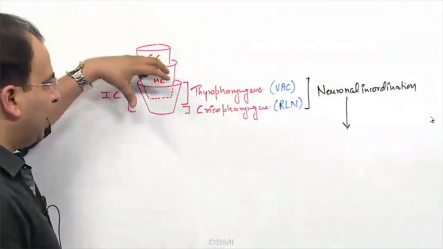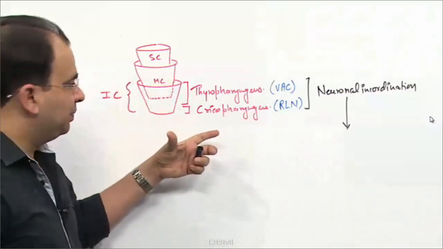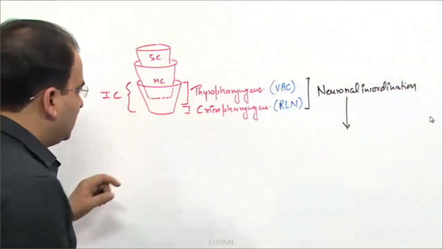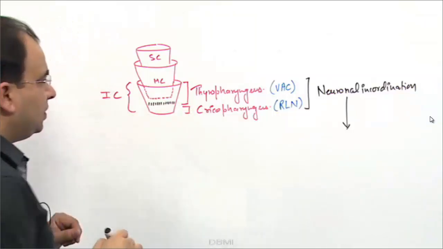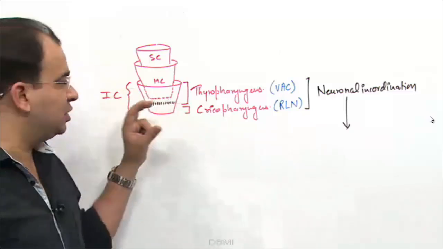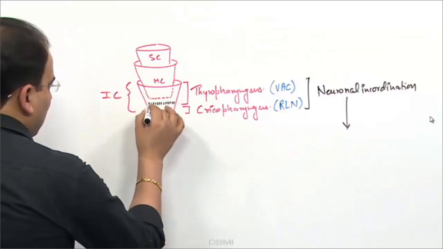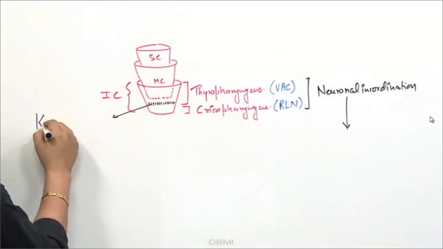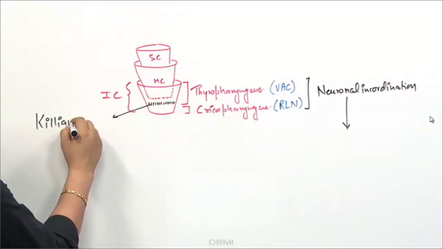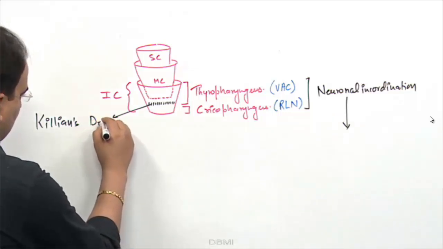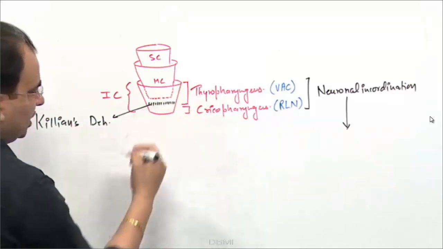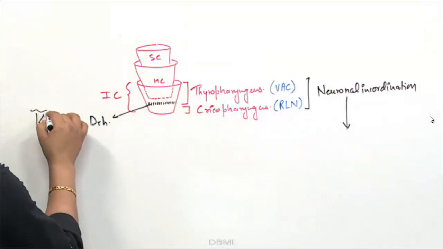Let's say the bolus comes from above, the cricopharyngeus is not opening, and the thyropharyngeus has this weak part. This is the weak part of the pharynx, the junction of the crico- and thyropharyngeus. This is called Killian's dehiscence. Killian's dehiscence is the junction of the crico- and thyropharyngeus, and it is a weak part of the pharynx.